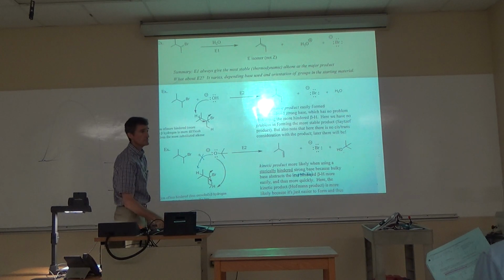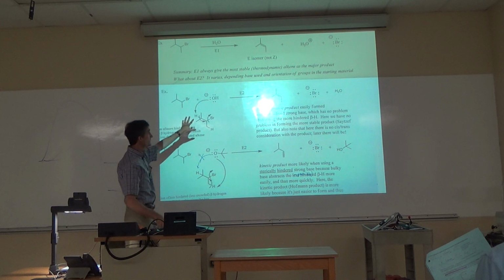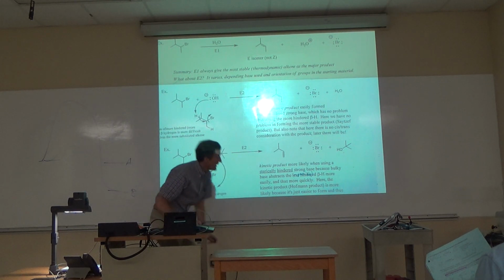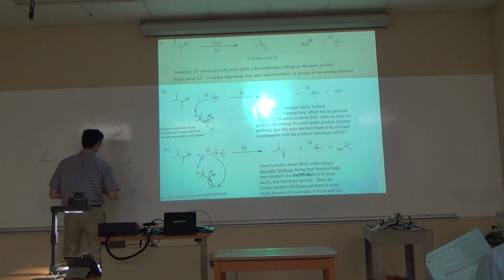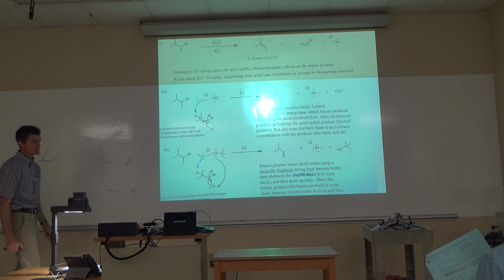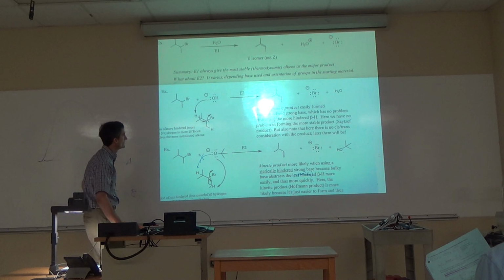Wouldn't the transition state energy be the lowest if the OH just took the less sterically hindered hydrogen? Why doesn't it do that? Up here? Yeah. Why doesn't it take the less hindered one? Okay, good question. Wouldn't it be the easiest? I mean, it's forming the best product by taking the hindered one, but wouldn't it be easier to take the other?